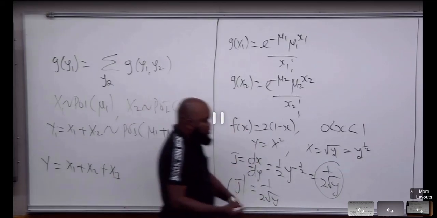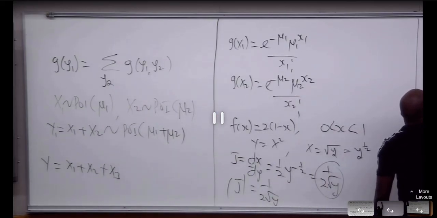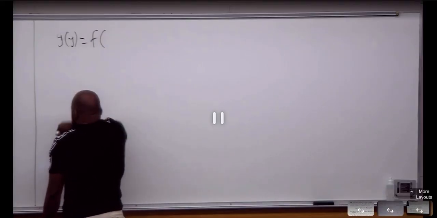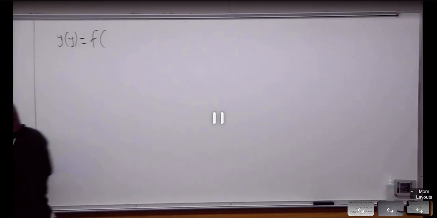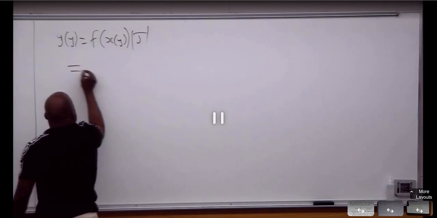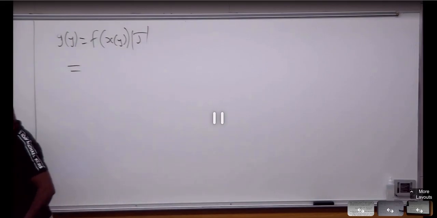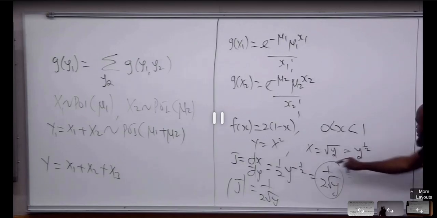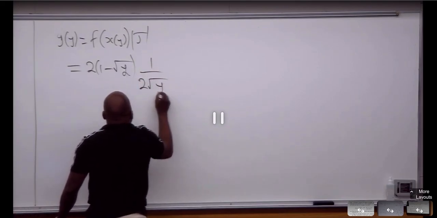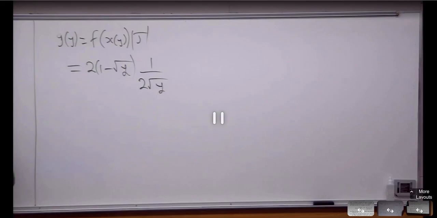Now if I want to write my g of y, it's going to be f of x as a function of y, multiplied by the Jacobian. So wherever I see x, I'm plugging that in. So it's going to be 1 minus square root of y, multiplied by 1 over that. Do you see that? That is the way that is going to go.